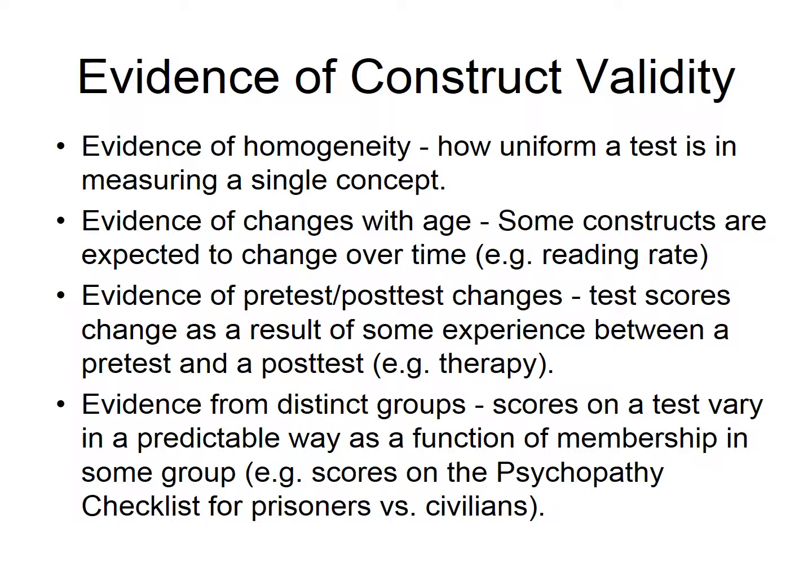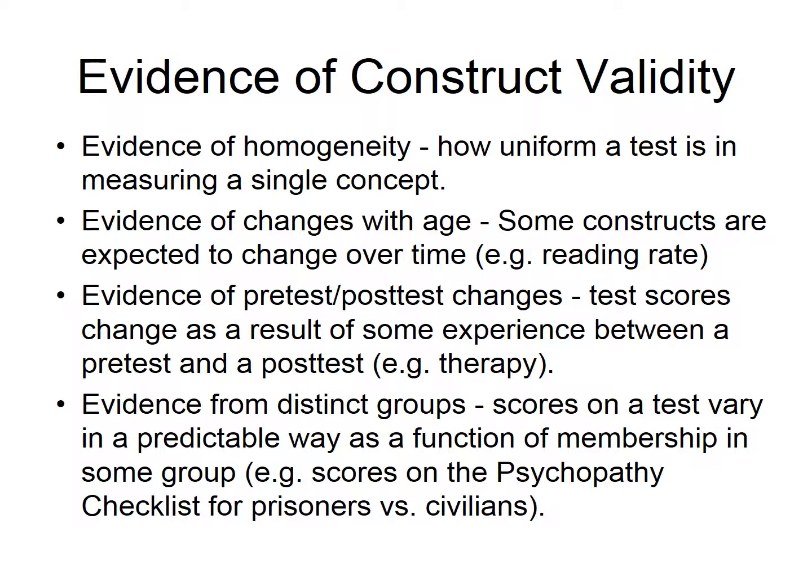So the evidence of construct validity, there are many ways to make these arguments. One of the things we can look for is evidence of homogeneity. Homogeneity simply means sameness, so how uniform a test is in measuring a single concept. And this can also be drawn from actual reliability data. The more reliable a scale is, we can start to make an argument that all of these items at least seem to be measuring the same construct. Now that doesn't tell us that it's the construct we think it is, but it's some evidence to build on for validity.